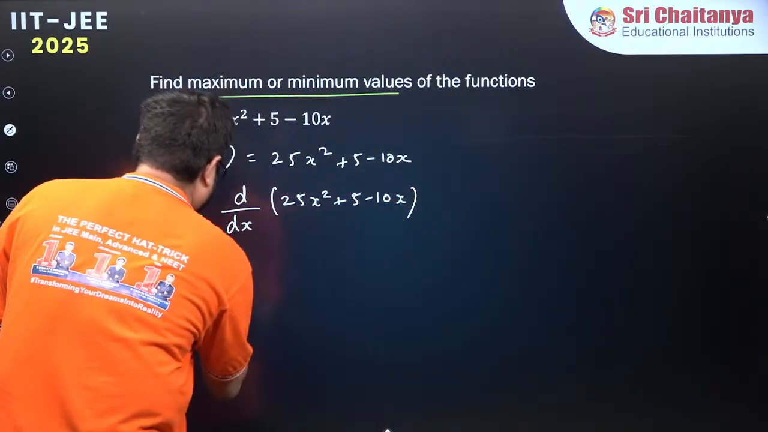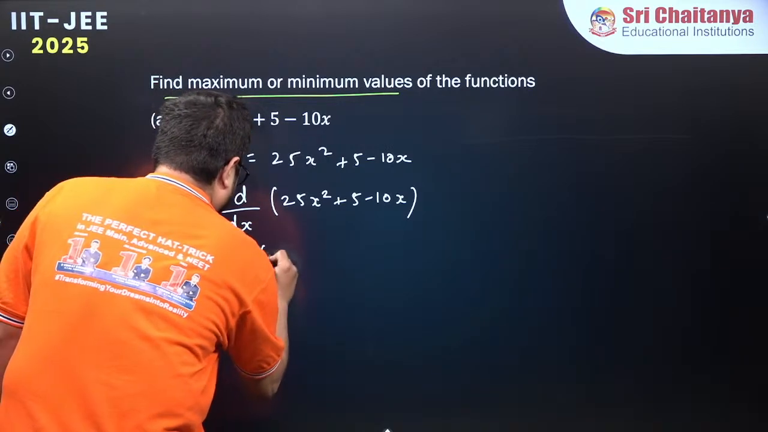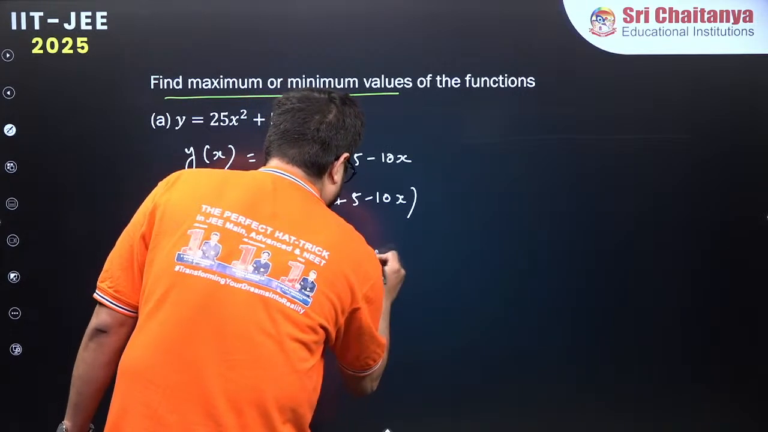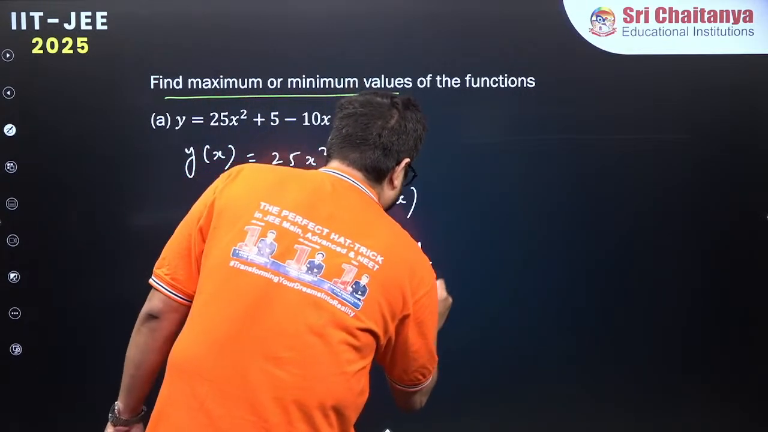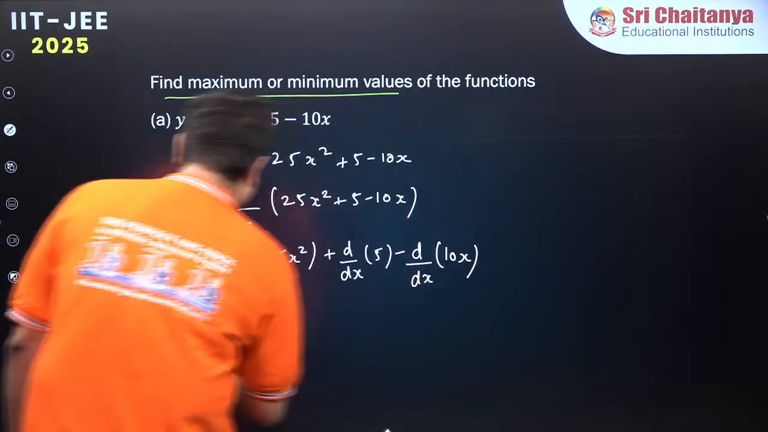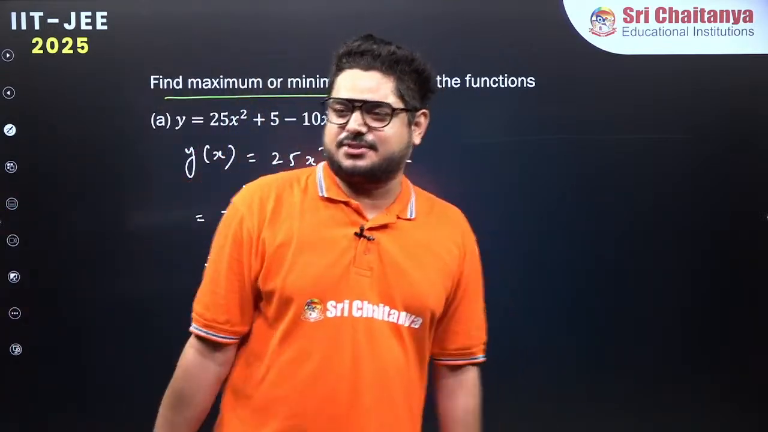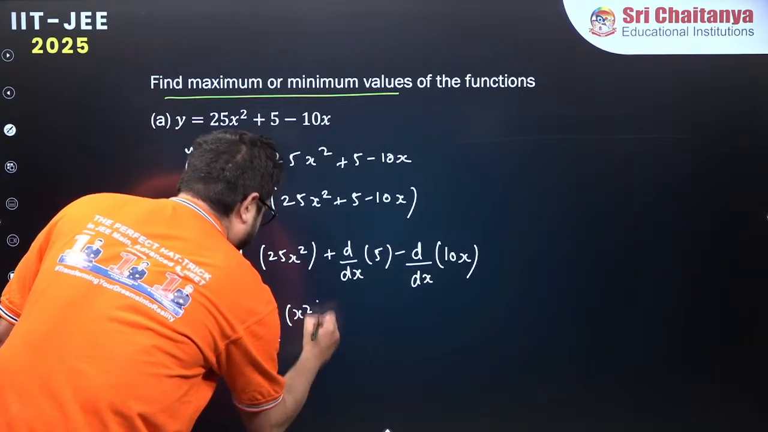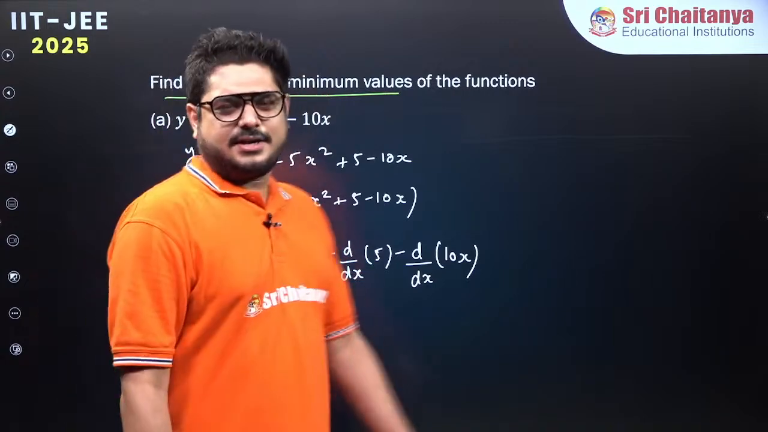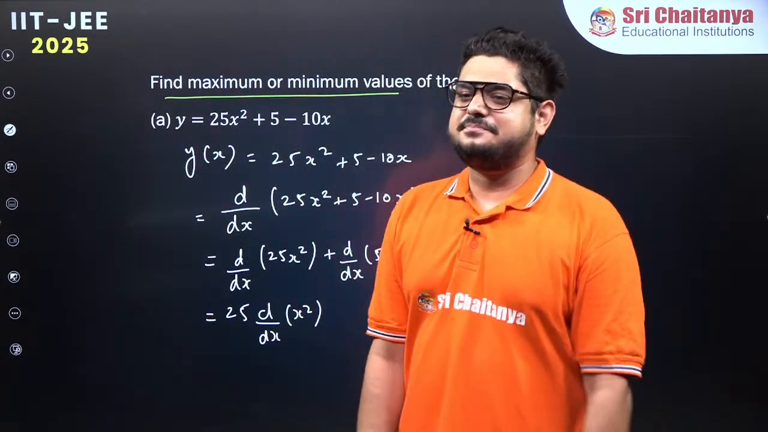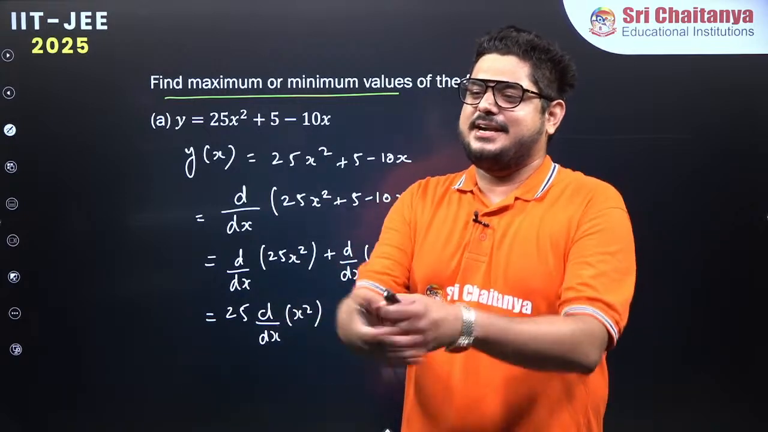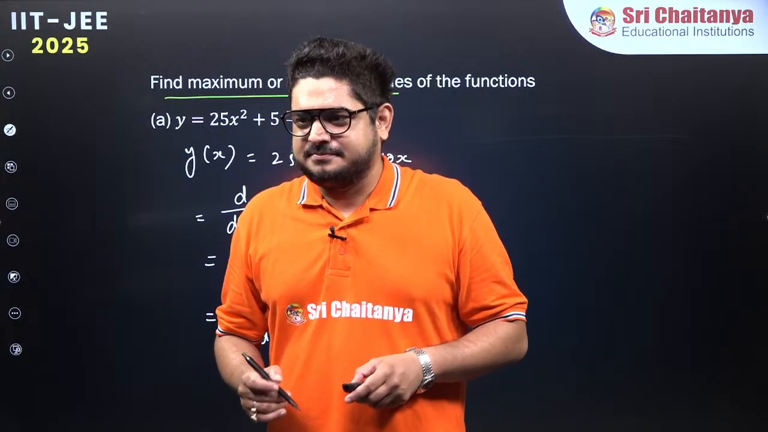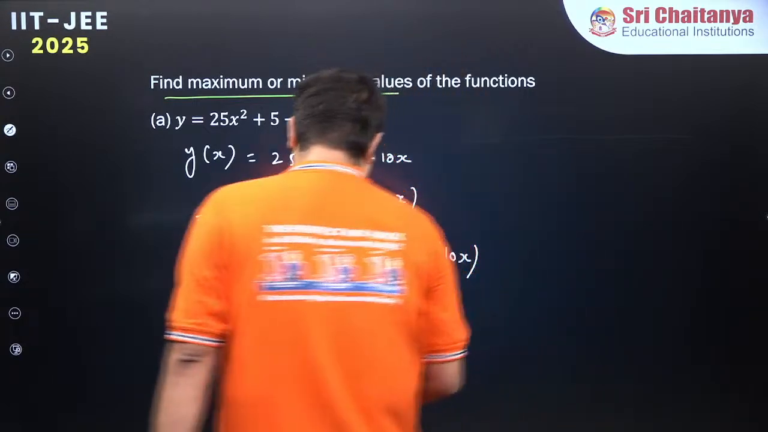Definitely it's correct. It's nothing but d by dx of 25 of x square, you know how to solve, plus d by dx of 5. Those who are new to this session can observe how I am about to perform this differentiation. So d by dx of 25 of x square: 25 is a constant, it will come outside, d by dx of x square. Then d by dx of 5: what is d by dx of 5, everyone? Keep on writing down the answer. 5 is a constant. Yes, 0. Exactly, Akshat, you are right. It's going to be 0.